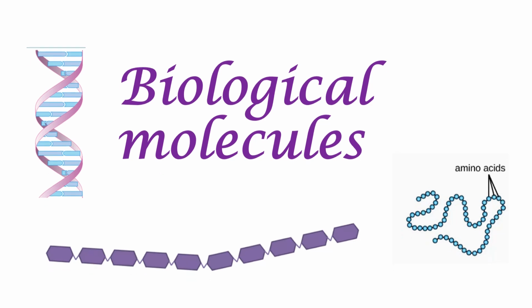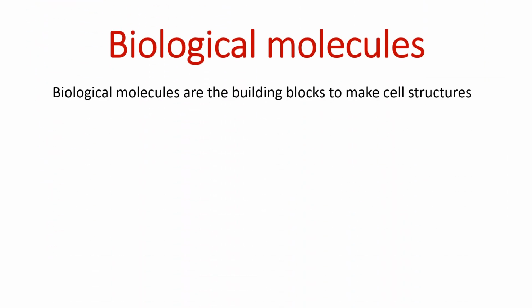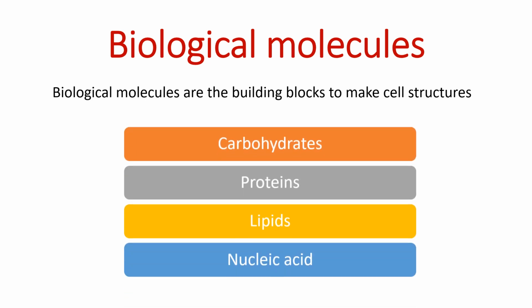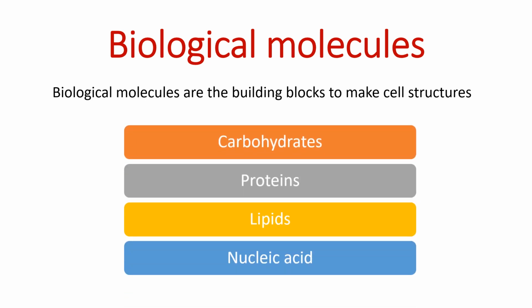Biological molecules. Biological molecules are the building blocks to make cell structures. There are four main types of biological molecules: carbohydrates, proteins, lipids, and nucleic acids.